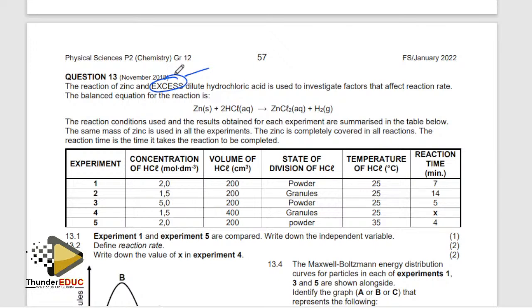So a limiting reagent is that factor which finishes first before the other factors have finished. You understand? It is that reagent which finishes first before the other reagents have finished, and then it causes the reaction to become complete, or they stop.